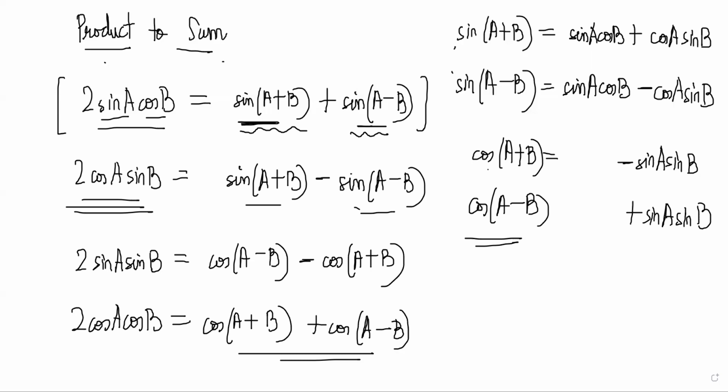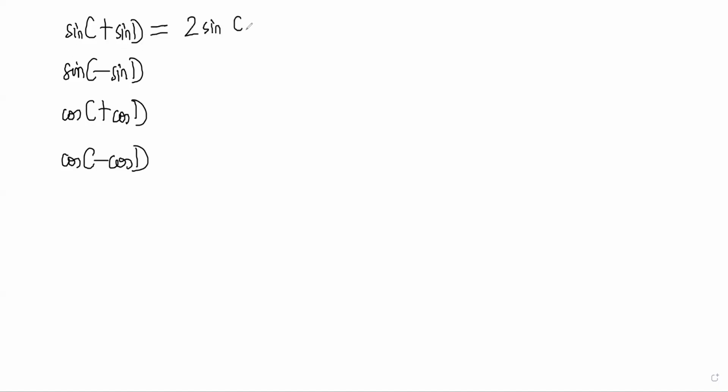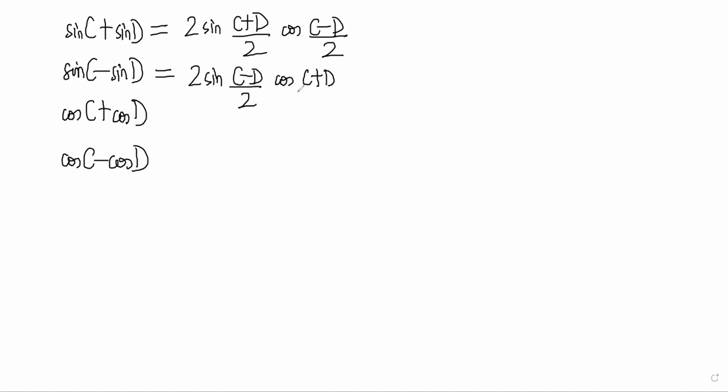And now we can derive all the formulas that we have not yet derived. So for example, now that we know how to do sine C plus sine D, sine C minus sine D, cos C plus cos D, and cos C minus cos D, we know how to do these, right? This is 2 sine (C plus D)/2 cos (C minus D)/2. This is 2 sine (C minus D)/2 cos (C plus D)/2.